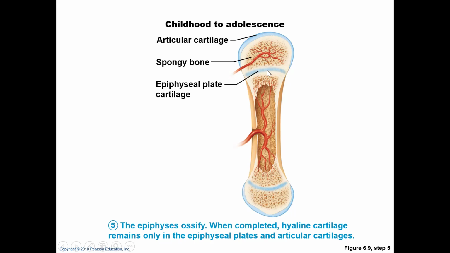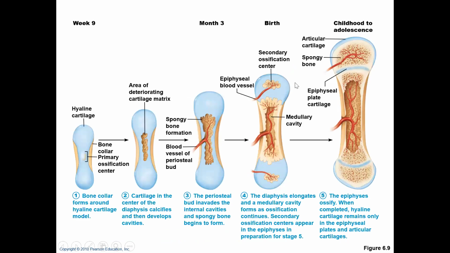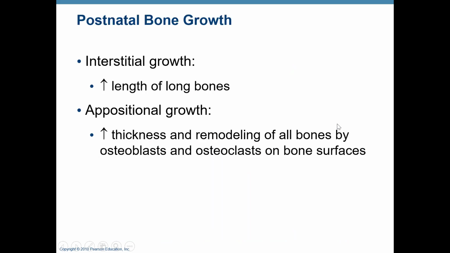You'll grow in length as cartilage cells reproduce. And once the cartilage cells are dead in the epiphyseal plate, you'll no longer grow in length. The only thing you'll be doing from then on out is referred to as bone remodeling. Growing in length in general is referred to as interstitial growth. Growing in density or diameter-wise is referred to as appositional growth.